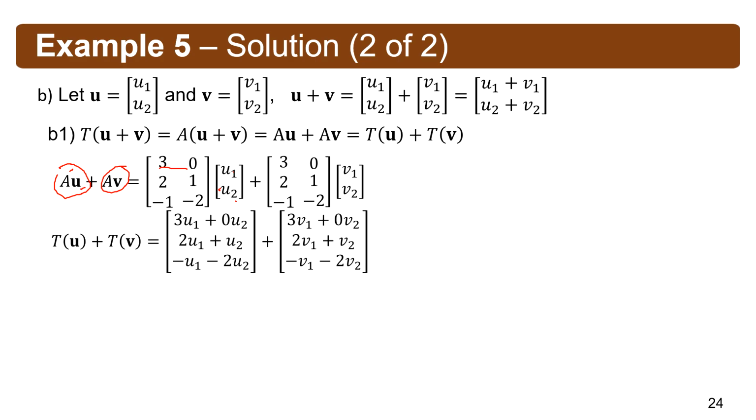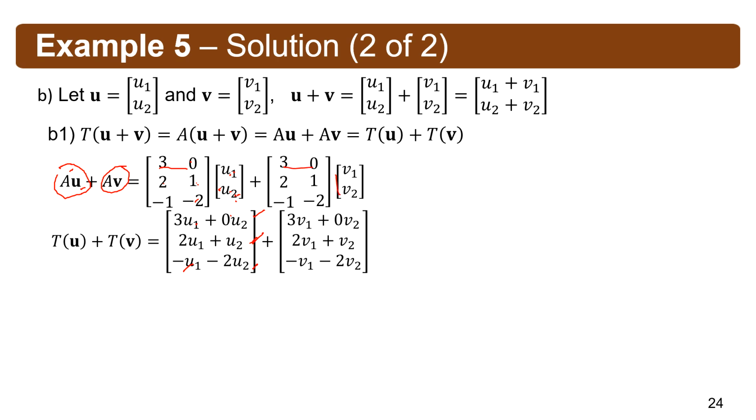So what will happen? 3 times u sub 1 plus 0 times u sub 2. Next is the second row, 2 times u sub 1 plus 1 times u sub 2. And then the third, negative 1 times u sub 1 plus negative 2 times u sub 2, so we have negative 2 u sub 2. Doing the same process with this, we got this one.